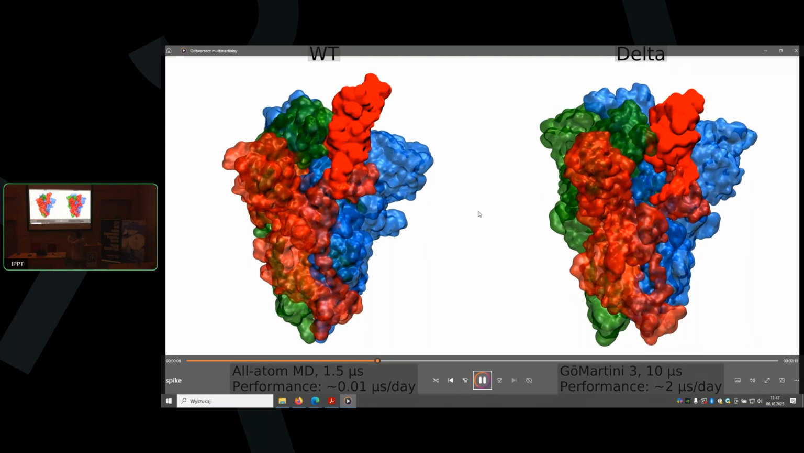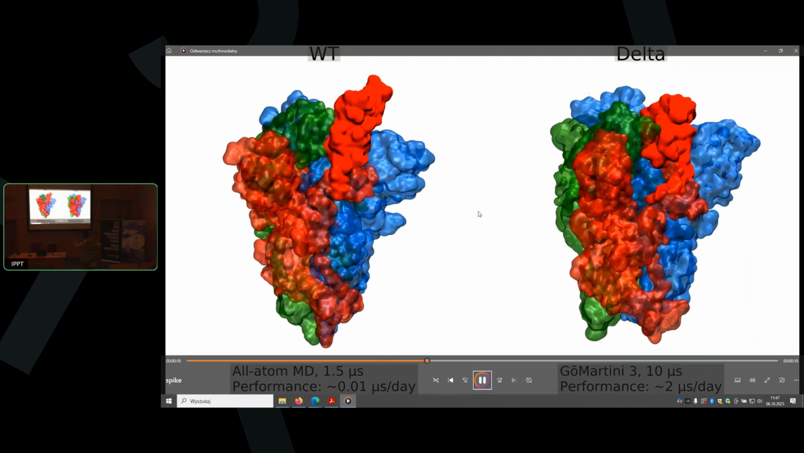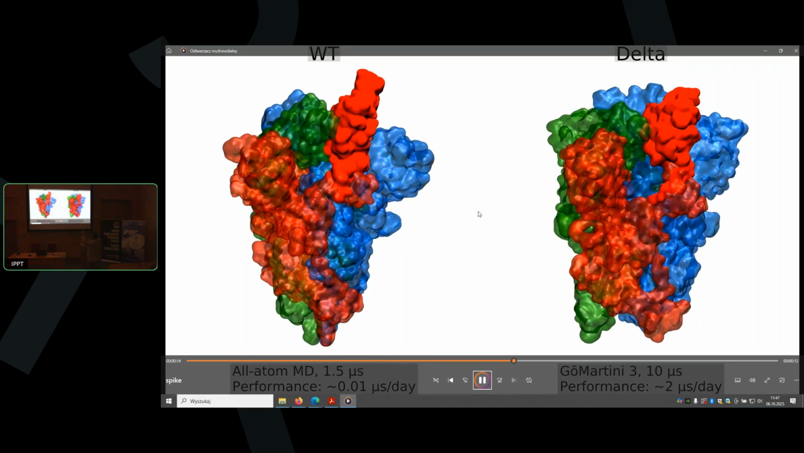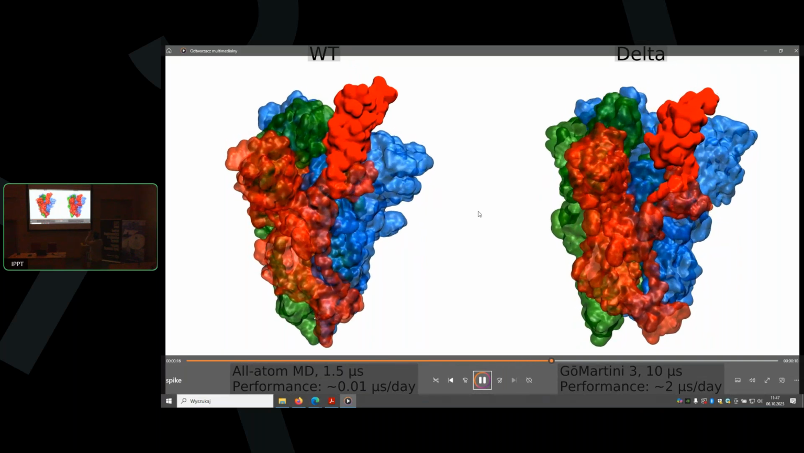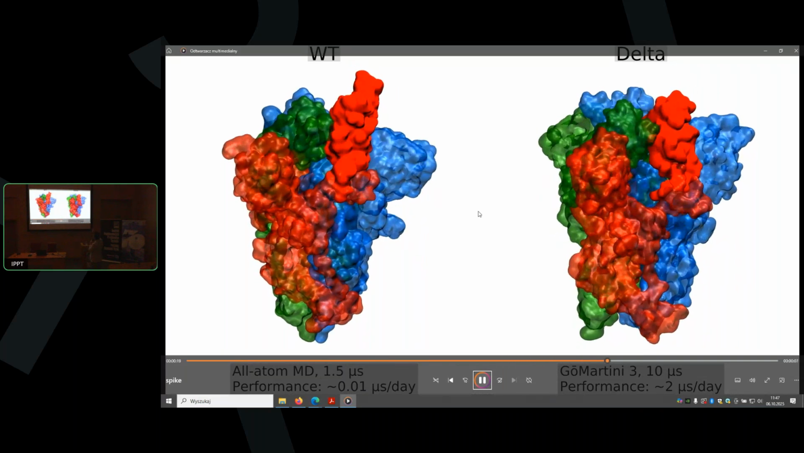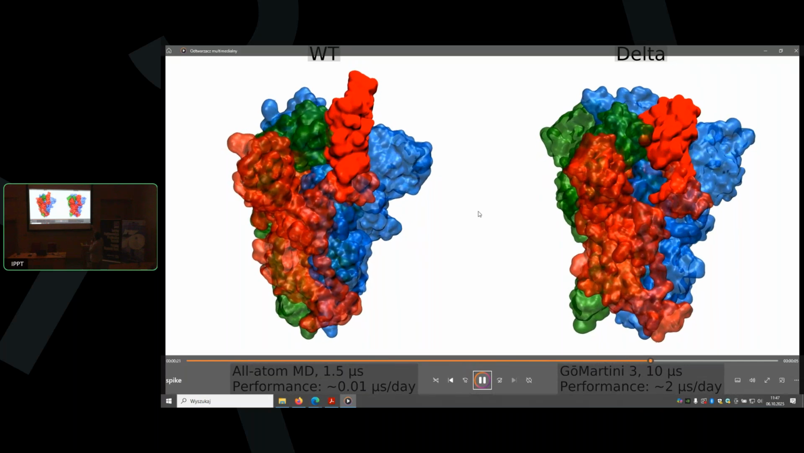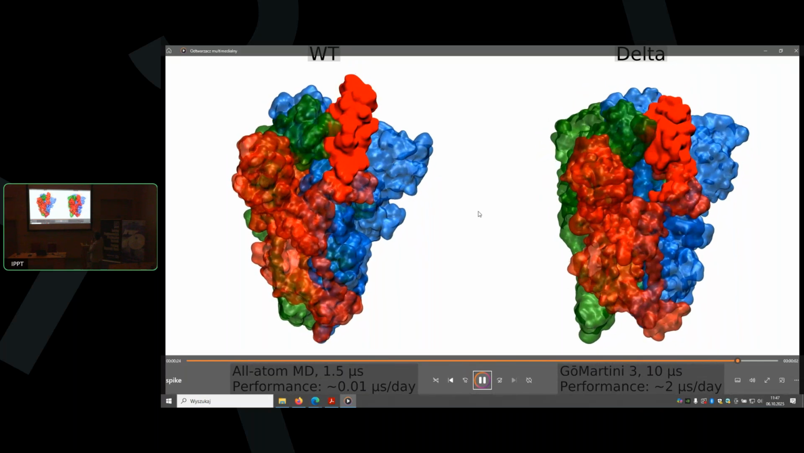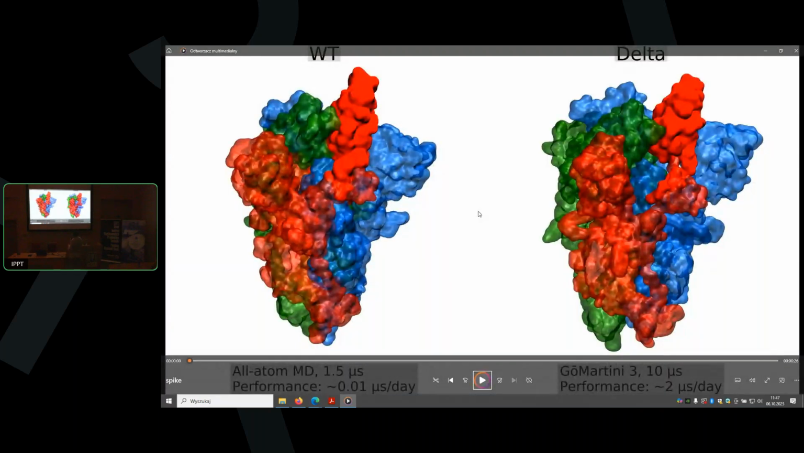Okay, so these are basically the wild type, and this is Delta. You can see the RBD up conformation stays in the wild type, while in the Delta, with the GōMartini simulations, you see, well, basically this is the down state, right? So we see that transition much more often, which is not possible in the wild type variant.